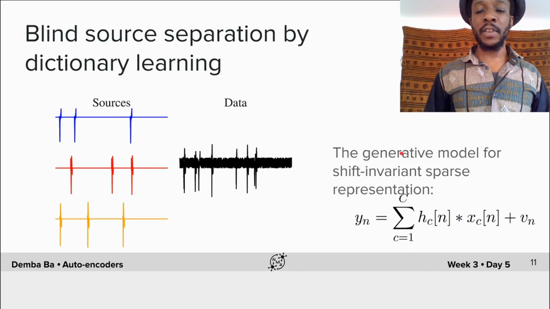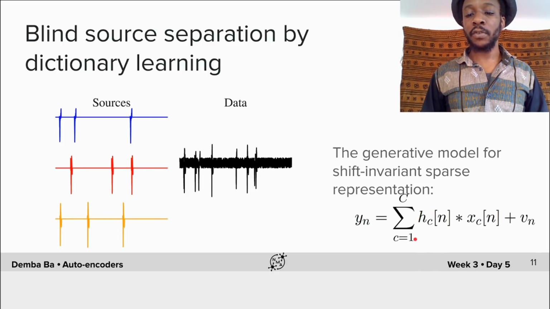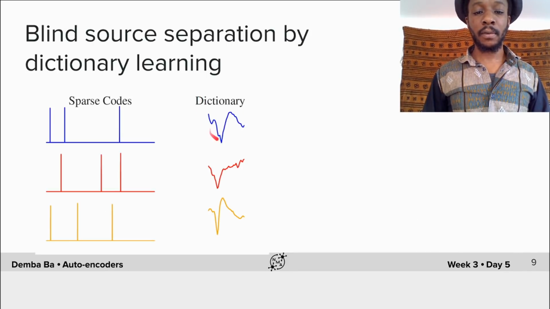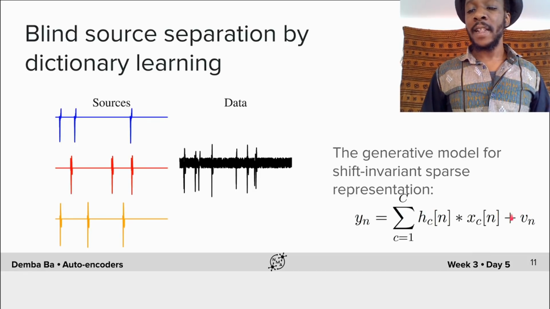So the generative model for this, what I'm calling the shift invariant sparse representation, goes as follows in the equation at the bottom. So again, this black trace here is my vector Y, and each of its entries is a y little n. So little n is an index for discrete time here. And we're going to assume that each of the three neurons, so little c goes from 1 to 3, has a characteristic template, h_c of n. These are the characteristic templates in blue, red, and yellow. That is convolved with a sparse vector that contains the timing and the amplitudes of the events from that given neuron, with additive noise.